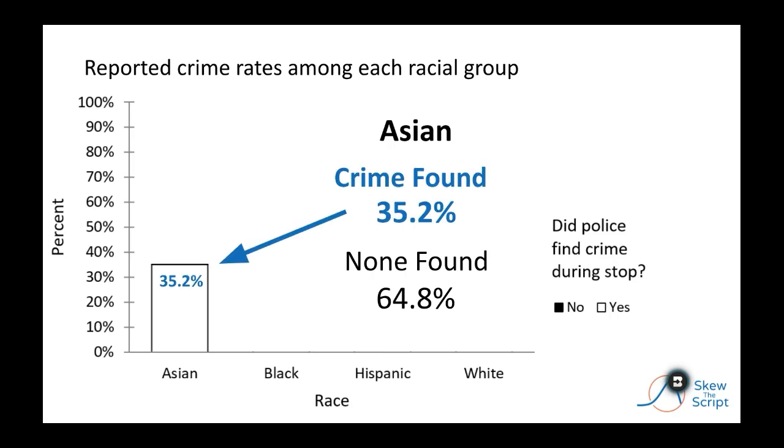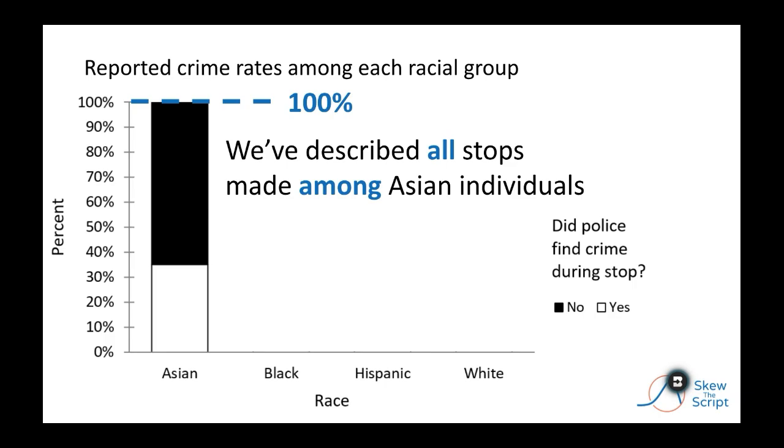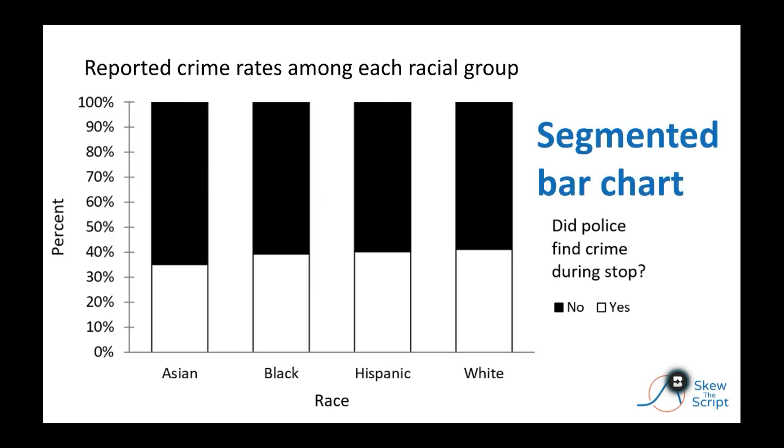We can graph the crime rate like this, and then stack the bar for the remaining 64.8%, which found no crime. Note that combines to 100%, which should describe all of the stops made among Asian individuals. We can continue to build the graph the same way for the other three groups, and we get the following. This is known as a segmented bar chart.